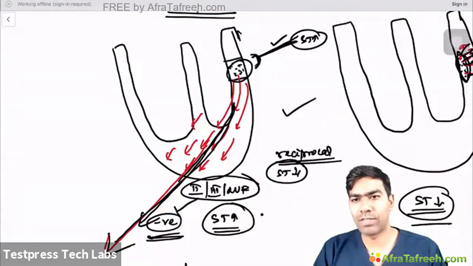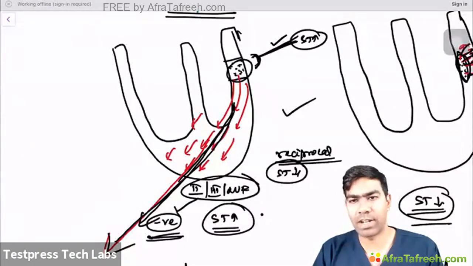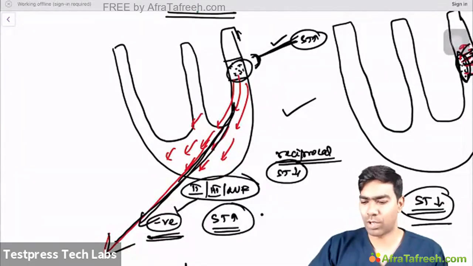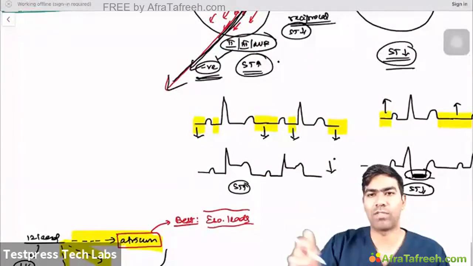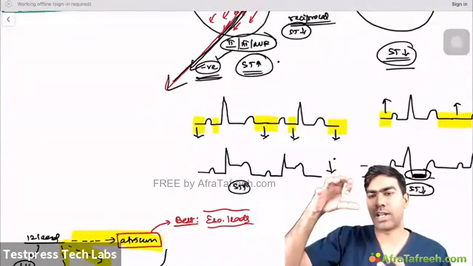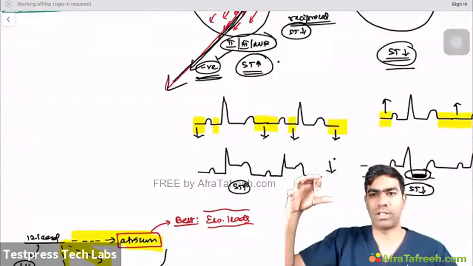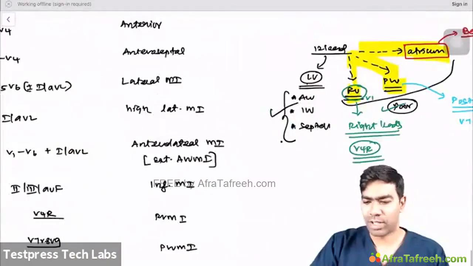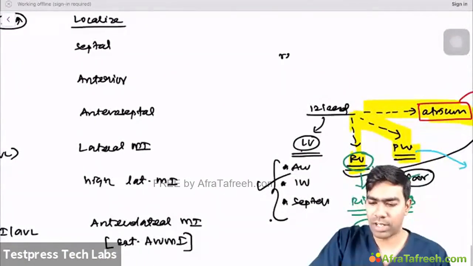Clear? They're going to shift the isoelectric baseline in a different area. So this is a reciprocal ST depression. It is completely opposite to what you tend to see. So you can imagine, if one set of leads in a particular view is seeing ST elevation, the other set of leads is going to show an ST depression. That's quite simple. So that is what we mean by reciprocal ST depression.